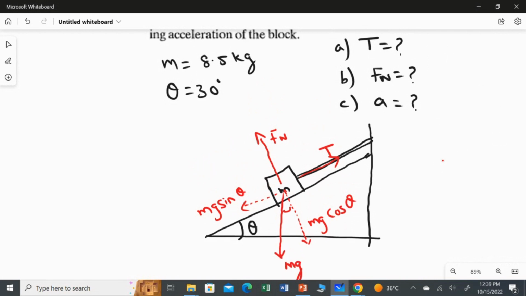This is my rightward force, and what is my leftward force? It is exactly mg sine theta. The rightward force is equal to the leftward force, and the upward force is equal to the downward force. What is the downward force? It is nothing but our normal force. So I'm going to use this diagram for framing the equation.